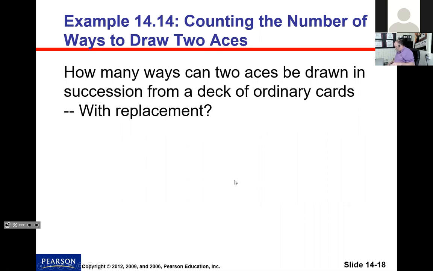Okay, so we have a deck of cards, a standard deck of cards. What we want to know is, how many ways can two aces be pulled out of a deck of cards, with replacement? How many aces are in a deck of cards right now? Four. So if we pull cards out of the deck, there's a possibility of four aces for the first ace, is that correct? Now, it says with replacement, so we take those cards and put them back into the deck. Now, how many aces are still in the deck that we can pull from?